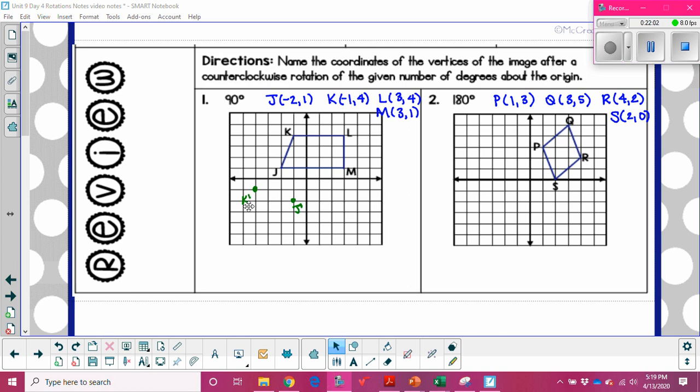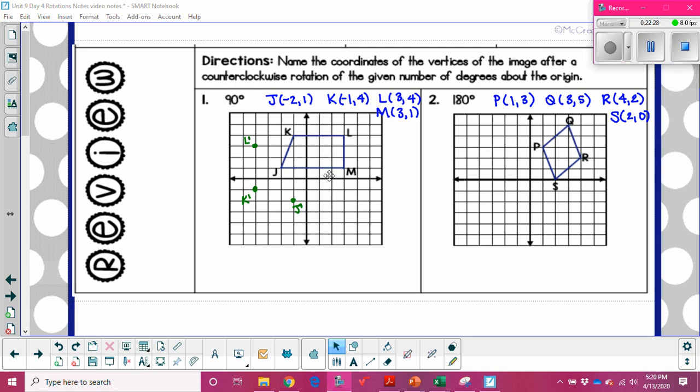Okay, looking at L. L is in quadrant 1. It's rotating 90 degrees, so it's going to go to quadrant 2. It's at 3, 4, so you're just going to flip those. So now you'll be at 4, 3. But the coordinate in quadrant 2 is going to be a negative and a positive, so it's going to be -4, +3. So that is L prime right there.